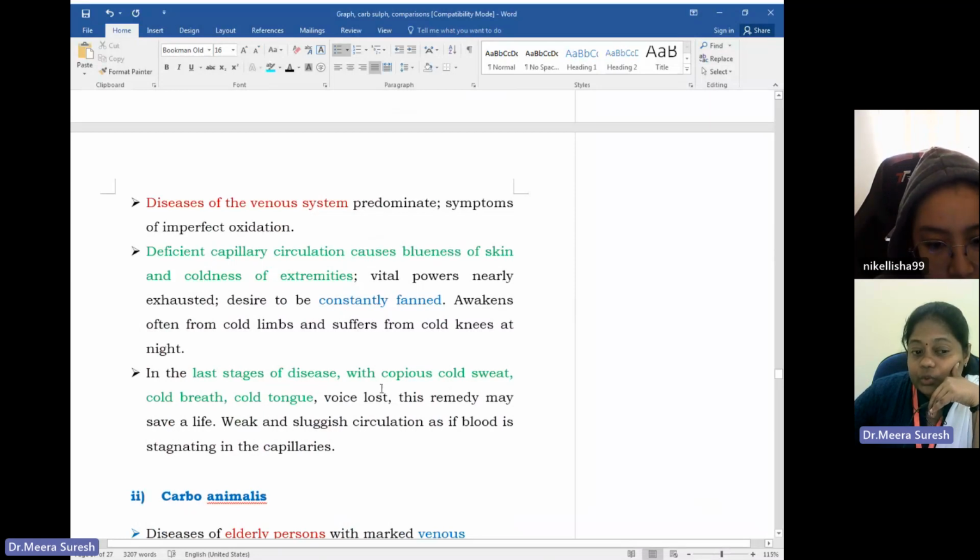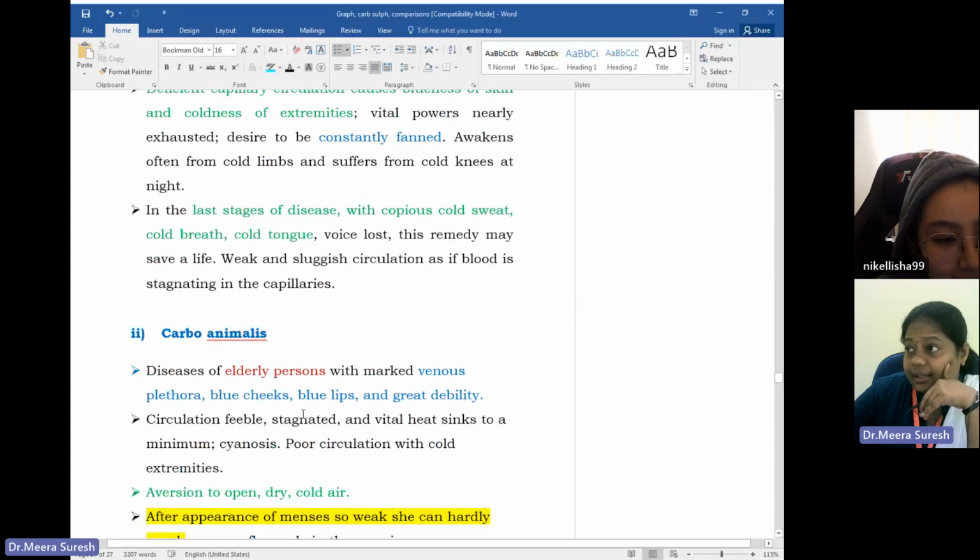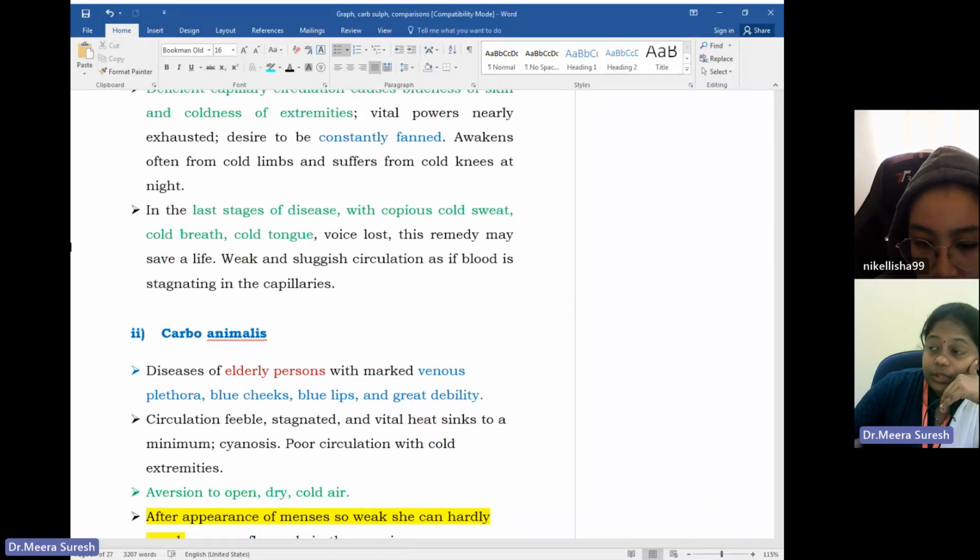So usually Carbo veg is indicated in the last stage of disease with copious cold sweat, cold breath and cold tongue, voice is lost. This remedy may save a life. I'm very sure Partha sir would have told you this symptom when he was taking. So it is like a death reviver or corpse reviver. When a person is going to die, when we are grieving, it may work. I can say only it may work; if you believe in God, and I do think you believe, and if God has decided this is the end time for the patient, then even we can't do anything. But otherwise, this is a corpse reviver. Even from the death stage, if God is with us, we could bring that patient back to life with Carbo veg.